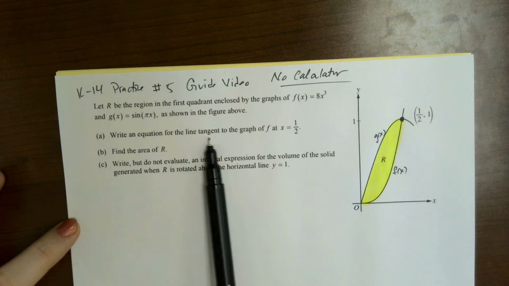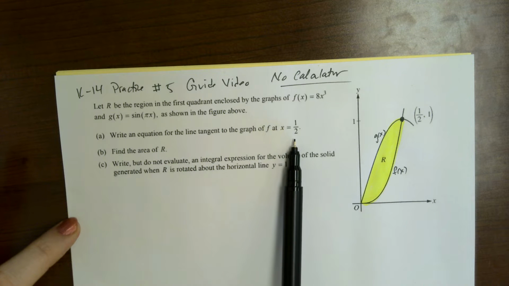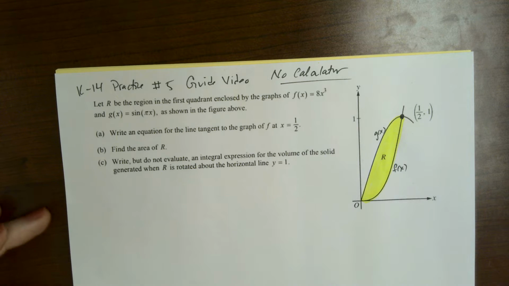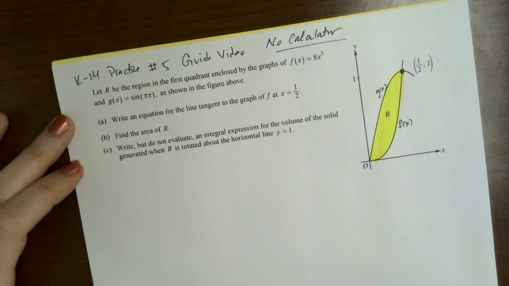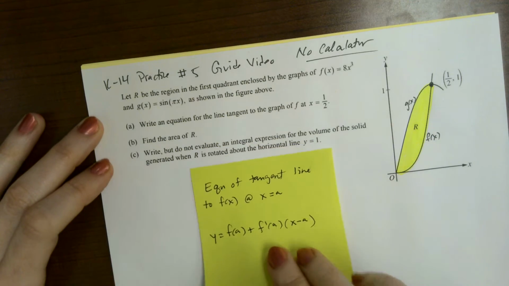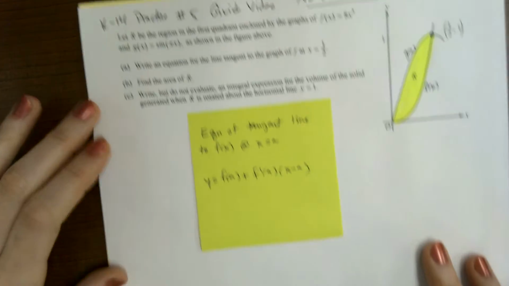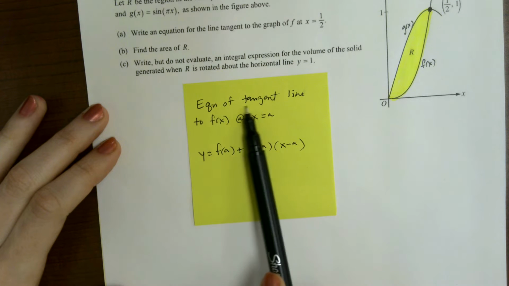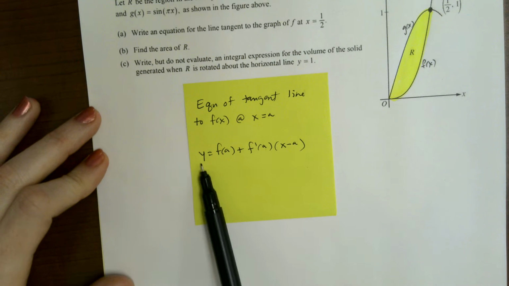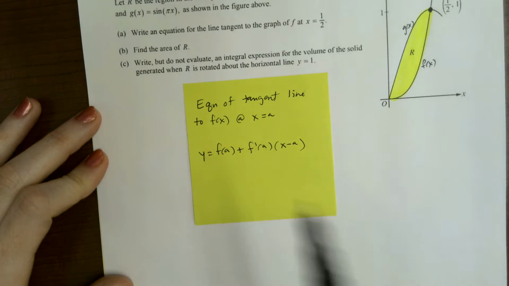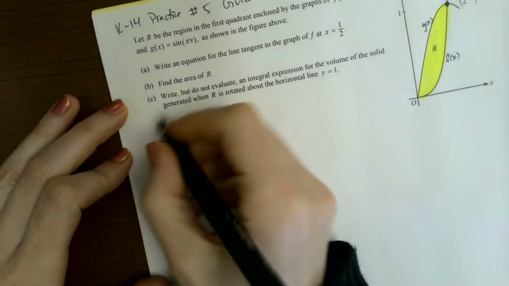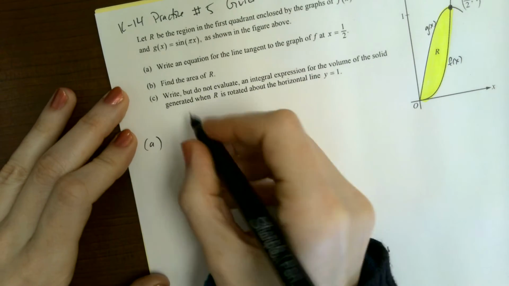Write an equation for the line tangent to the graph of f at x equals a half. Guys, we don't even really need this picture to do this. What we want to do is know that we got to use this formula. The equation of a tangent line to any graph at a certain number is this formula right there. So that's something we should have memorized, and then if you have it memorized, you could jump right to it.